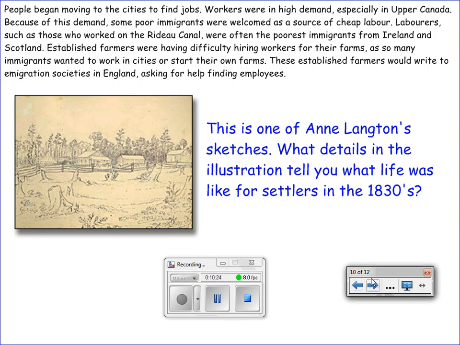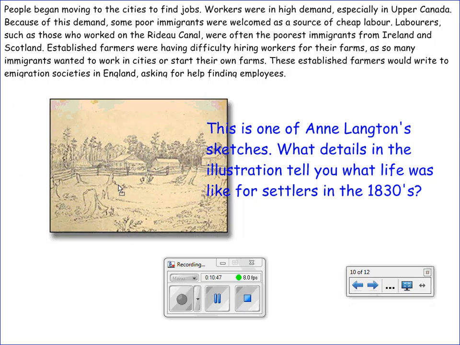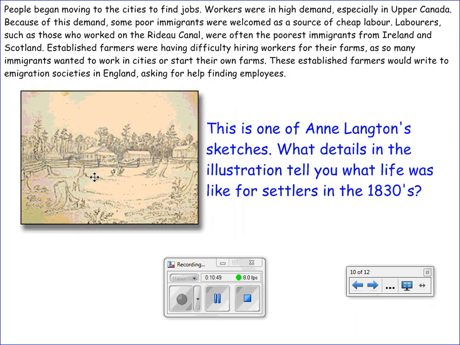And this is one of Anne Langton's sketches. What details in this illustration tell you what life was like for settlers in the 1830s? Put the video on pause for a few moments so you can jot down your ideas on what this illustration shows us about a settler's life in the 1830s. Okay, and let's continue.